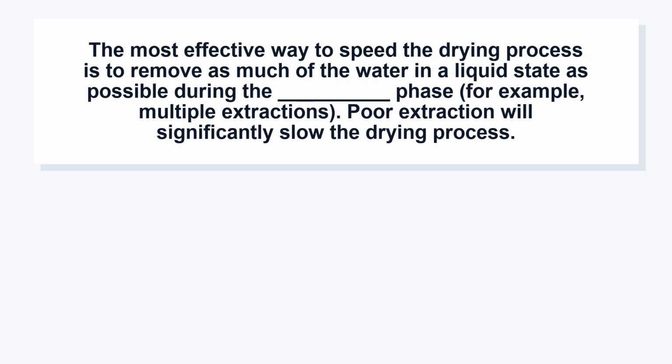The most effective way to speed the drying process is to remove as much of the water in a liquid state as possible during the extraction phase, for example, multiple extractions. Poor extraction will significantly slow the drying process.